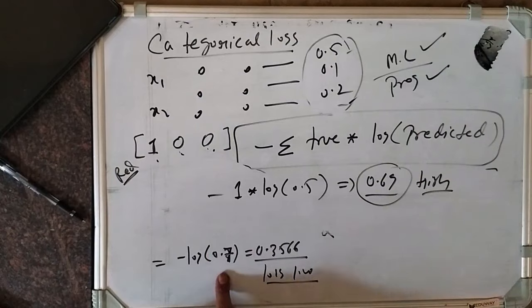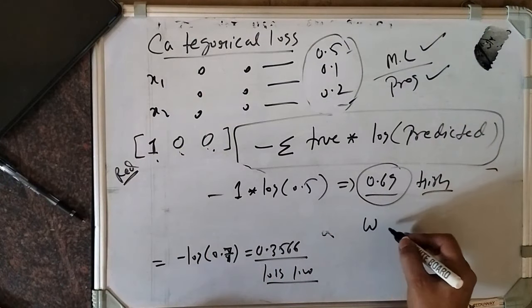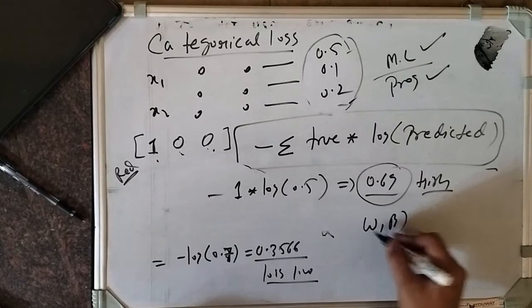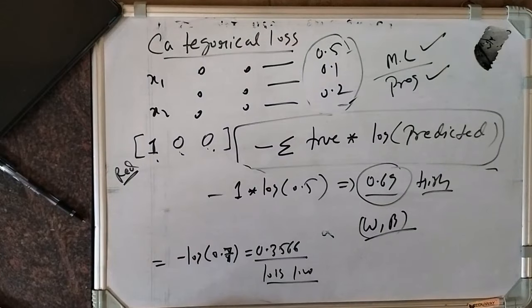What is our task? We have to reduce the loss. How? By updating my weight and bias. How? We will discuss. Okay, I think that you understand.